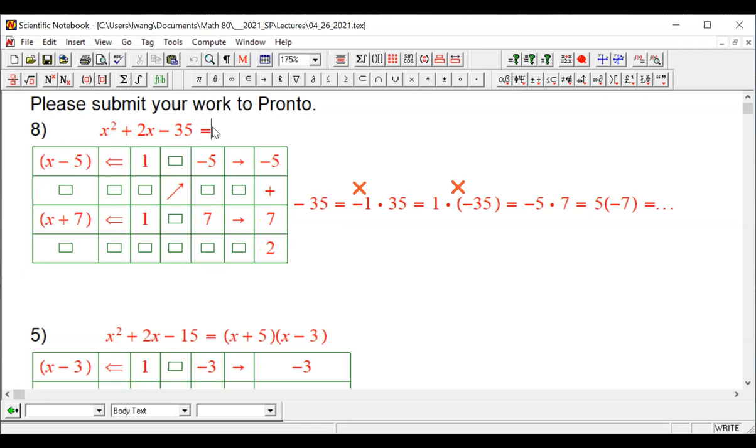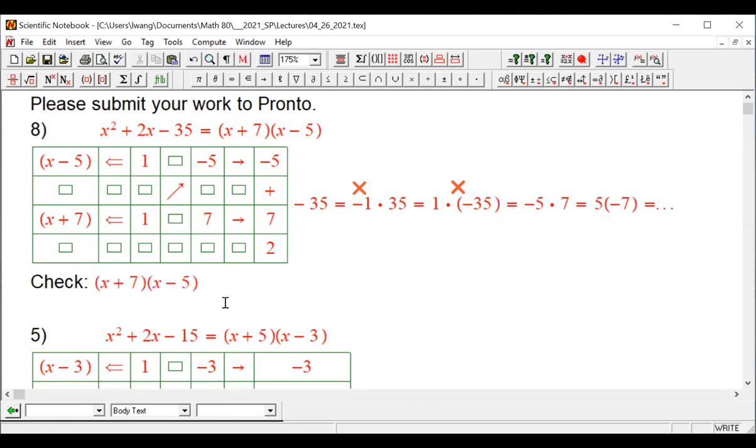Okay, so we found our factors, x plus 7 times x minus 5. And to check the work, I always encourage you guys to check if you get the right answer. And after this, we're going to take a break.